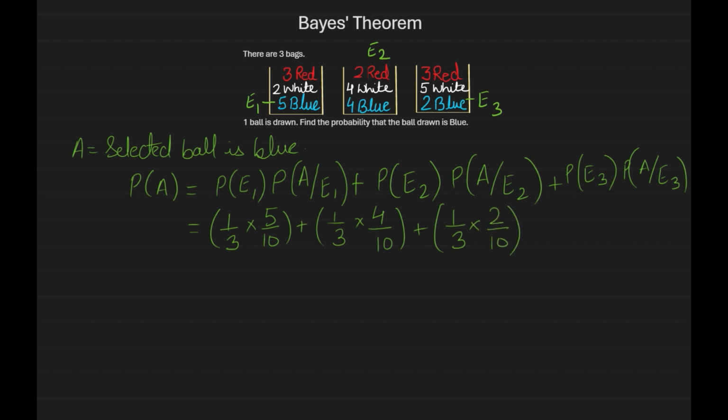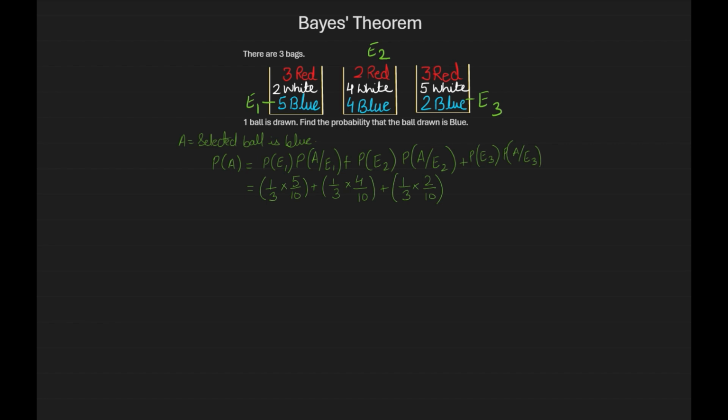Okay, let's stop here and rephrase the question now. The question would be: a ball is drawn and found to be blue. That is, a ball is already drawn and it is found to be blue. Now we have to find the probability that it is from bag 2. How can we find this, that the drawn ball which is blue is from bag 2?